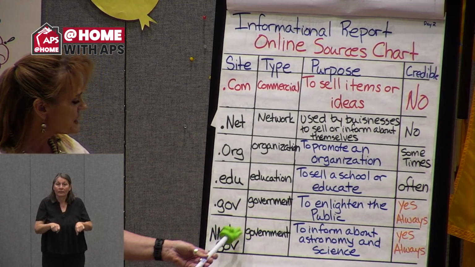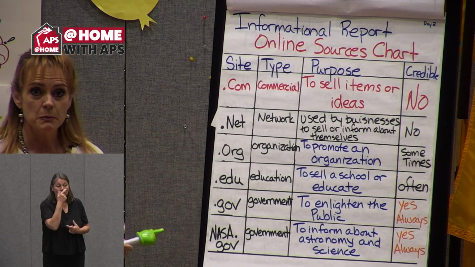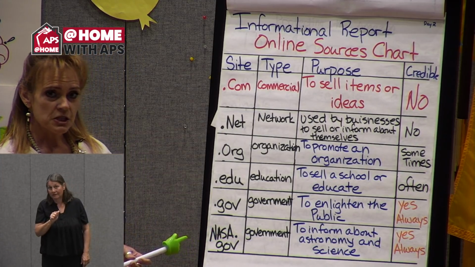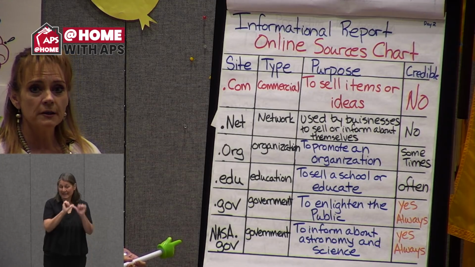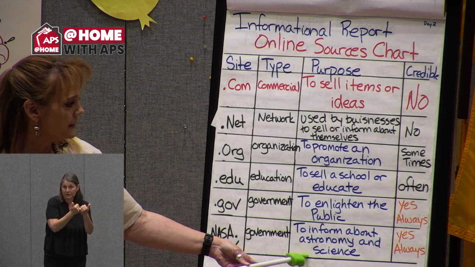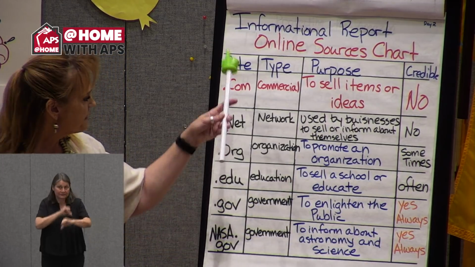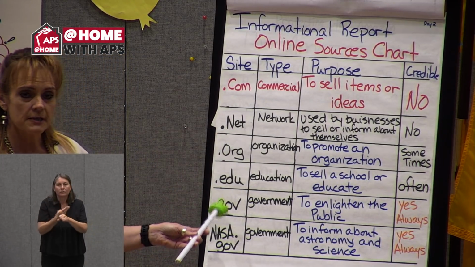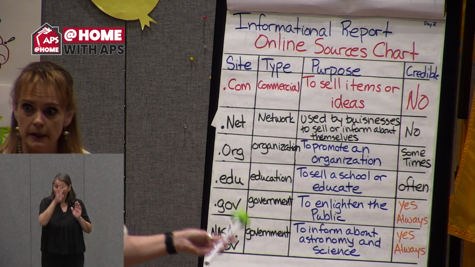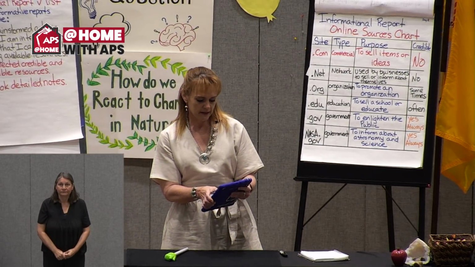And then I put this one down here because I'm interested in my other chart, the night sky, the moon. So NASA is our space agency, and so they have a lot of wonderful information. It's a government agency, and it is to inform us about astronomy and science. So it's a yes always, okay? So these are the different types of online resources that you can use. And this information will be in the packet for this week, okay? So I'm going to have to go more quickly than I thought I was.